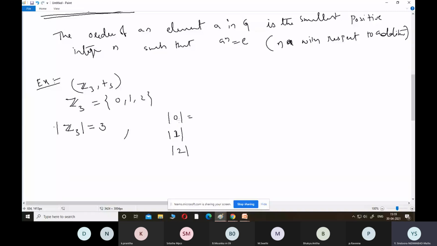What is the order of 0? It should be the smallest positive integer n such that na is equal to 0, that is, n into 0 should be equal to 0. So what should I put in place of n, the smallest positive integer, so that n into 0 becomes 0?